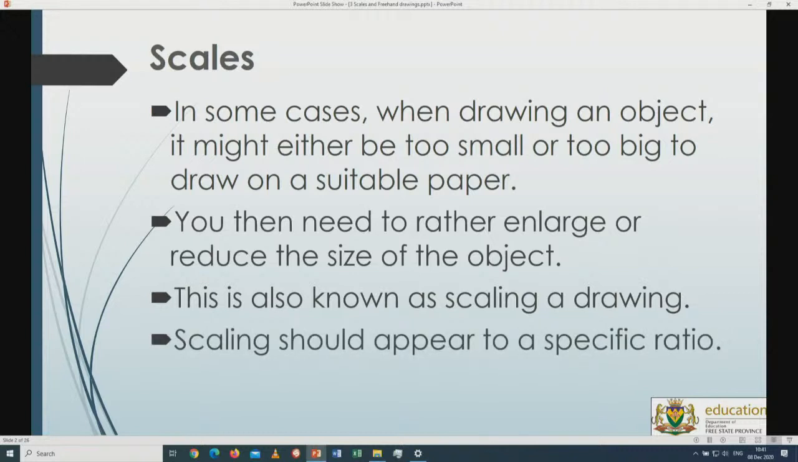All right. And that scaling should also always appear as a ratio. In other words, you will see that it's 1:5 or 1:7 or 1:8 or whatever the case might be, which means it's 7 times smaller, it's 8 times smaller. It can also be 2:1, 5:1, 7:1, which means it's 7 times larger, being drawn 7 times larger than what it is. So the ratio will also be given to you.